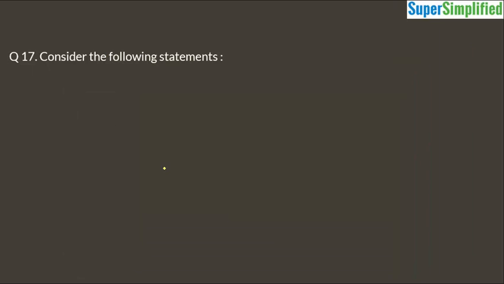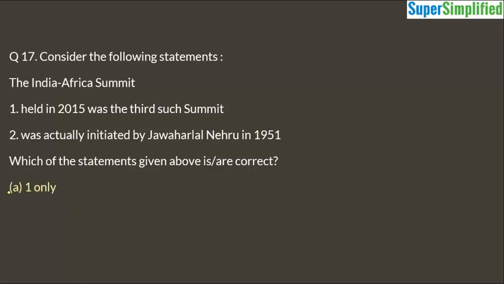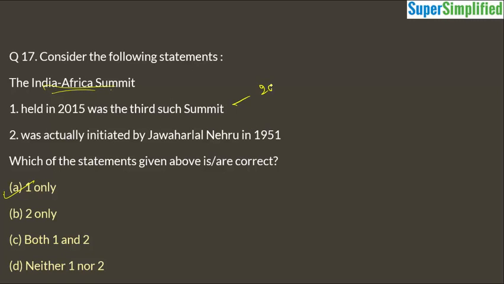Question number 17. Consider the following statements. The India-Africa Summit 1. held in 2015 was the third such summit. 2. was actually initiated by Jawaharlal Nehru in 1951. Which of the following statements given above are correct? A, 1 only, B, 2 only, C, both 1 and 2, and D, neither 1 nor 2. So this is again a factual question. If you know about the India-Africa Summit, you can answer this correctly. Here the correct answer is A, 1 only. This initiative was actually started in 2008, and in 2015 there was the third summit. Jawaharlal Nehru has nothing to do with it.